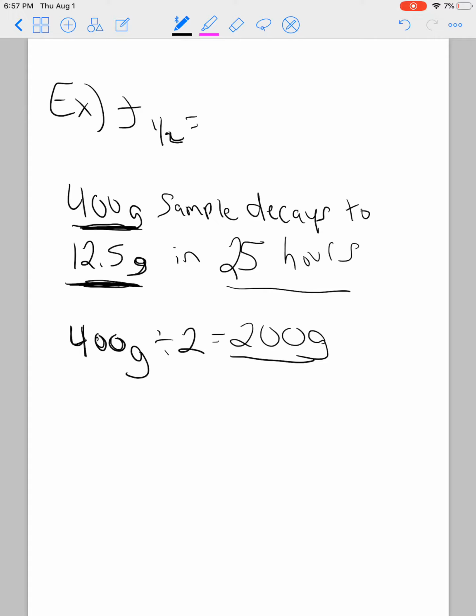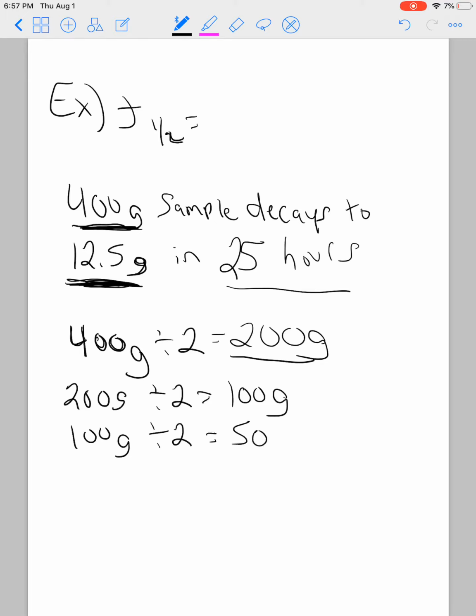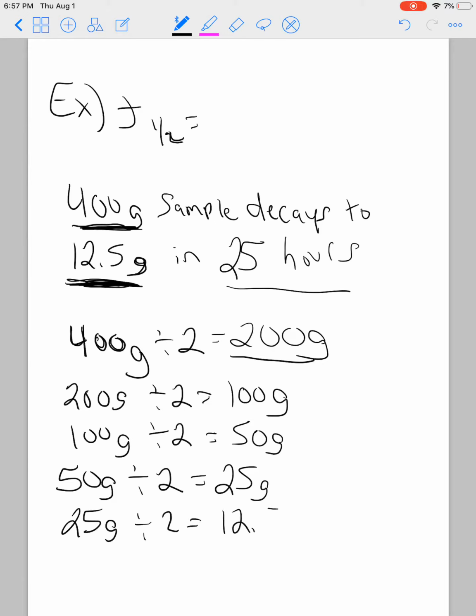Now I'm going to take the 200 grams, I'm going to half it, so divide it by 2. That's 100 grams. I'm going to keep doing this until I get to 12.5. So we'll take my 100 grams, half it, and I divide by 2 when I half it. That's 50 grams. Take my 50 grams, half it. That gives me 25 grams. Take my 25 grams, half it. That gives me 12.5 grams. Once I get to 12.5 grams, I'm stopping because that is as far as I need to go.